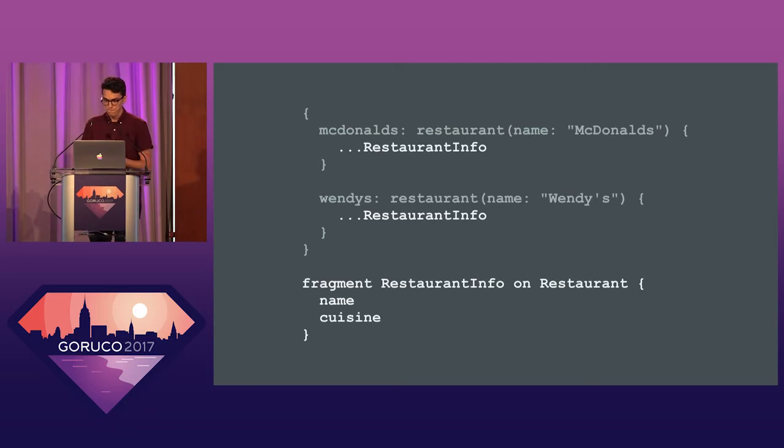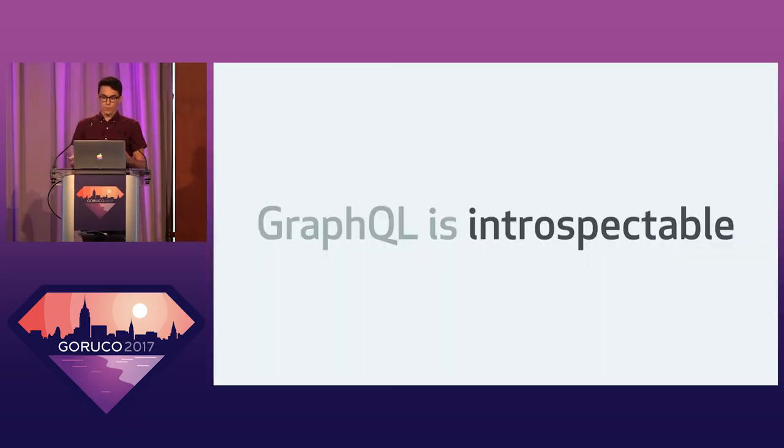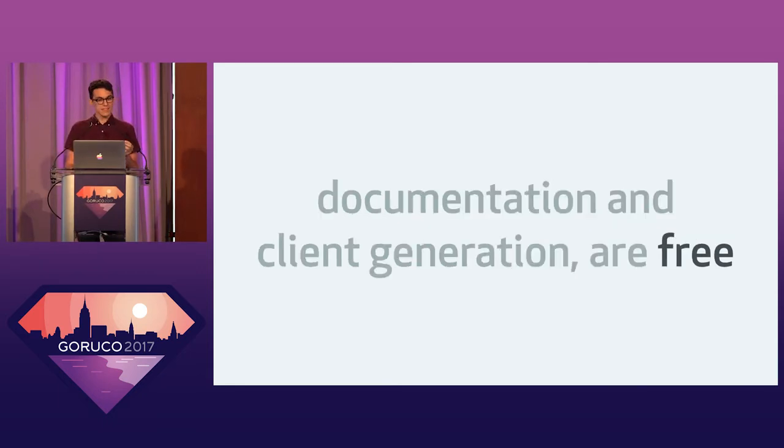Now, another important part to GraphQL is that it's introspectable, meaning that GraphQL is capable of telling you all of the different things that it's capable of returning. And that means that things like documentation and client generation come for free.